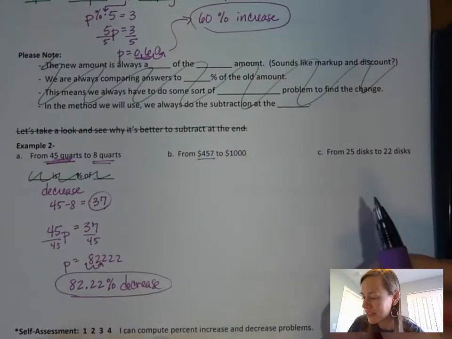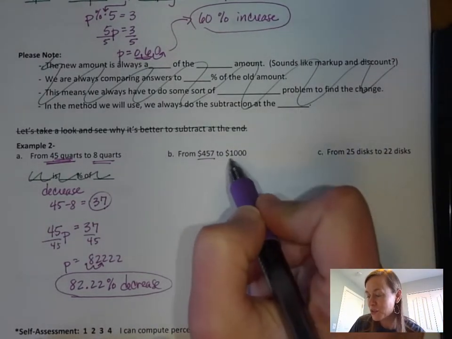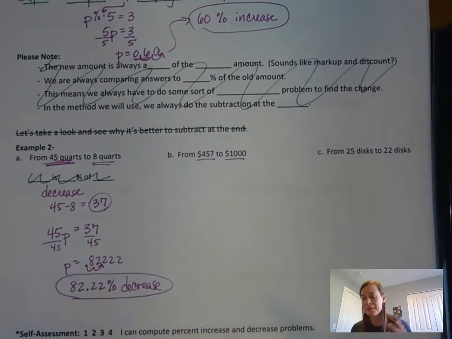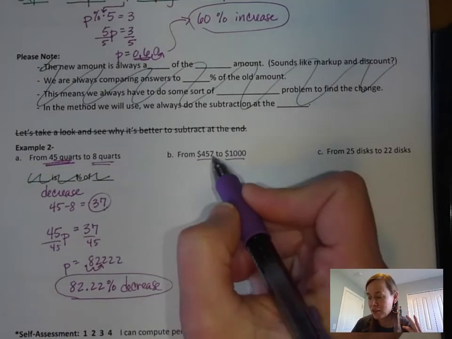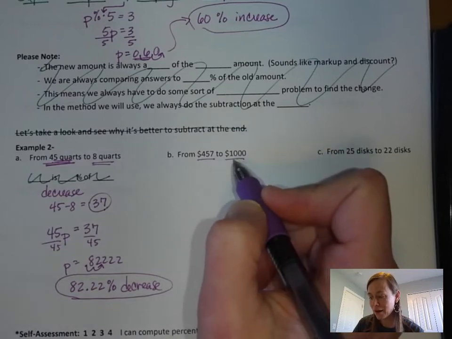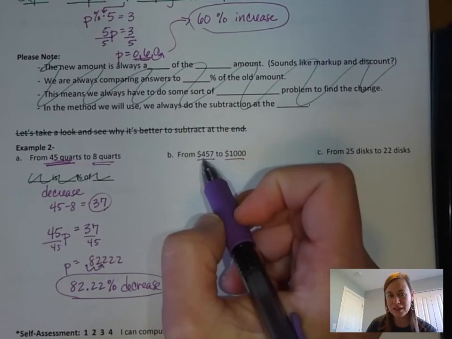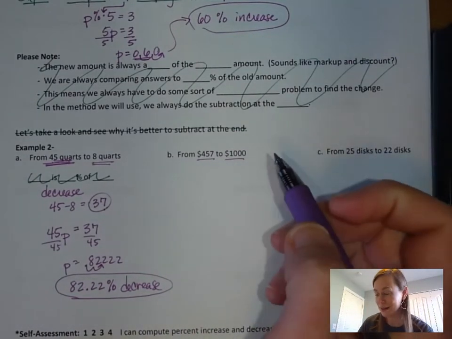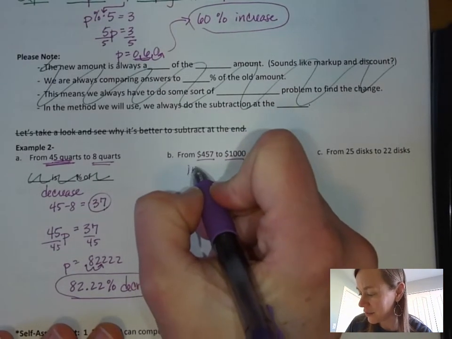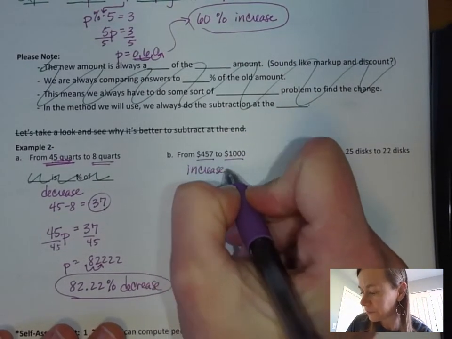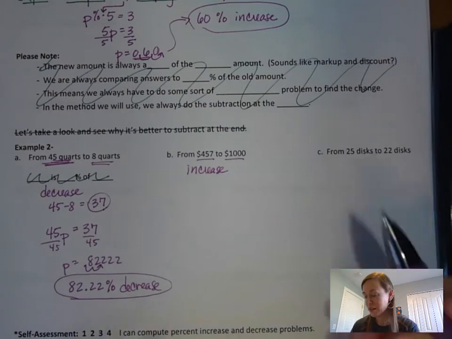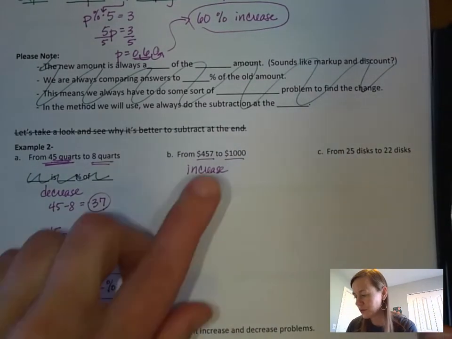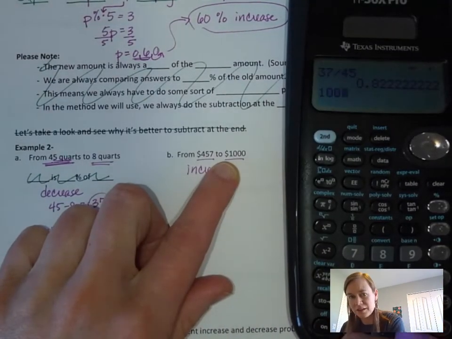From 457, that's your original, to 1,000. All right, first of all, is it an increase or a decrease? It looks like that amount is getting bigger. If your bank account went up from $457 to $1,000, you'd be happy, right? I know I would be. So this is definitely an increase. Now let's figure out by how much. So let's do 1,000 minus 457. I'll just use my calculator for that.